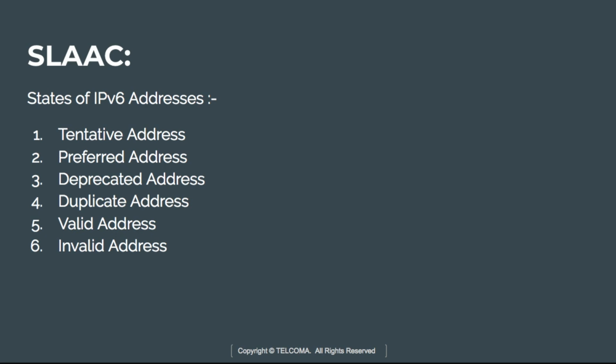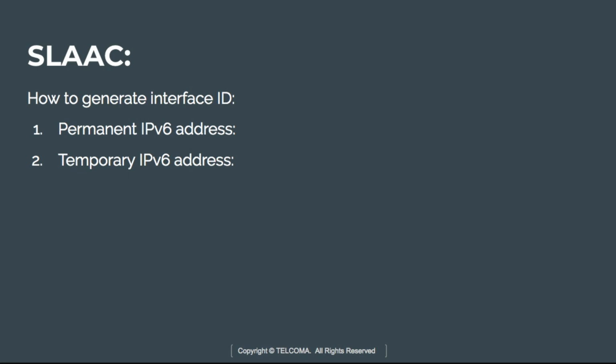Invalid addresses are not assigned to an interface, and a valid address becomes invalid when its lifetime expires. So at one time these addresses are valid, and after some time, when their lifetime expires, they become invalid addresses. These are the 6 types of states that can be managed for an IPv6 address. Before and after an IPv6 address is assigned, it goes through various states such as tentative, duplicate, preferred, and so on.